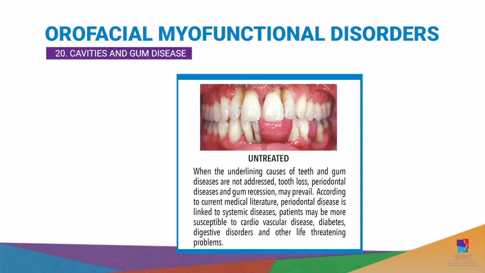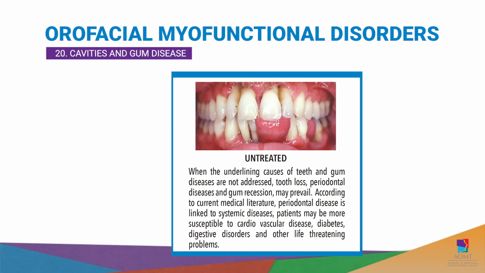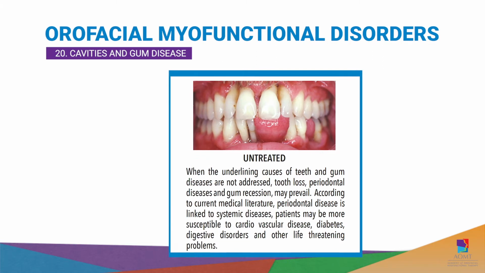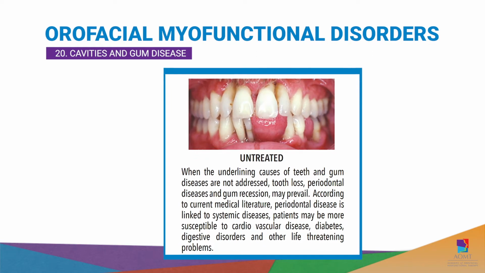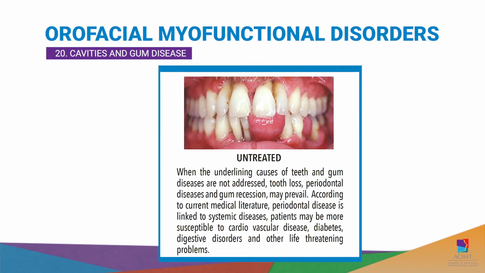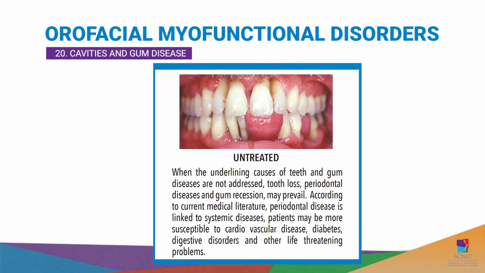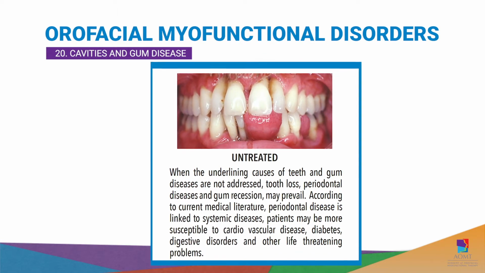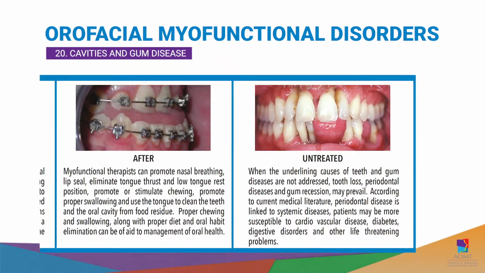Untreated. When the underlying causes of teeth and gum diseases are not addressed, tooth loss, periodontal disease, and gum recession may prevail. According to current medical literature, periodontal disease is linked to systemic diseases. Patients may be more susceptible to cardiovascular disease, diabetes, digestive disorders, and other life-threatening problems.